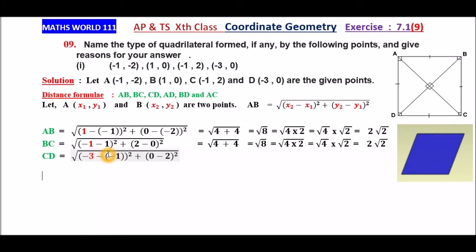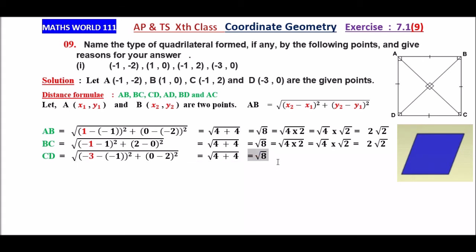So here we get 4 plus (0 minus 2) whole square. 0 minus 2 is minus 2. So minus 2 whole square is minus 2 into minus 2, plus 4. So that is equal to root of 4 plus 4. We got this. 4 plus 4 is 8. That is equal to root 8.